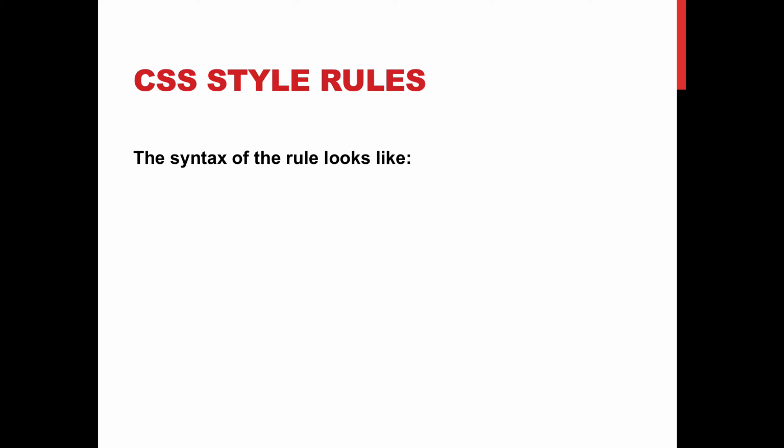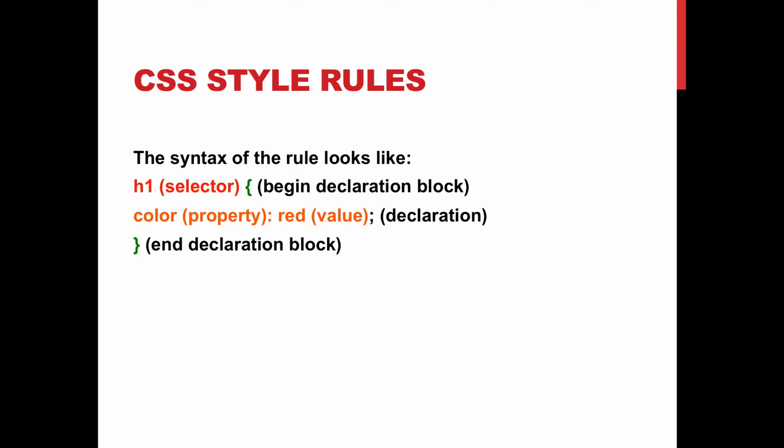So the syntax of a rule looks something like this. So you have your H1, that would be your selector. Anything that's in parentheses here would not actually be there. So you would have H1, then a curly brace, and then color, colon, red. It's really important after every line of CSS code that you write a semicolon. So after every declaration, you have to put a semicolon. If you don't do this, it might work for a time, but it will eventually break. So you put a semicolon, and then you end your declaration block with a curly bracket.